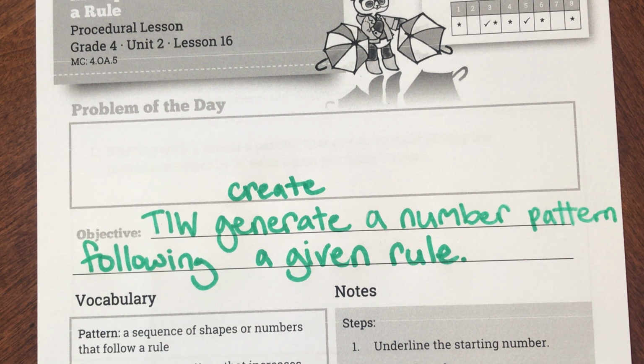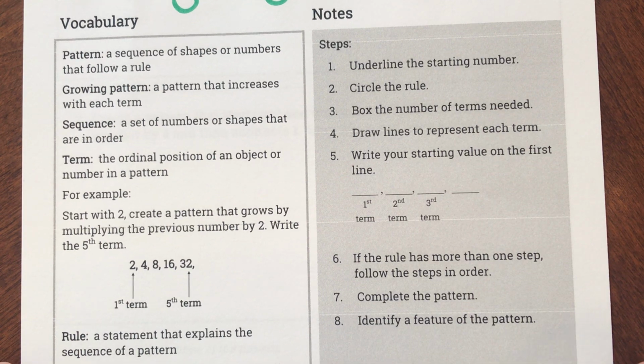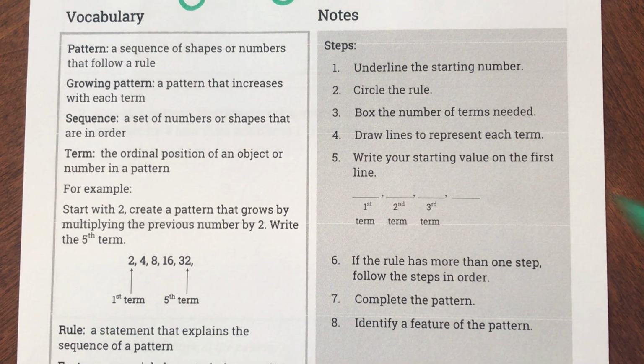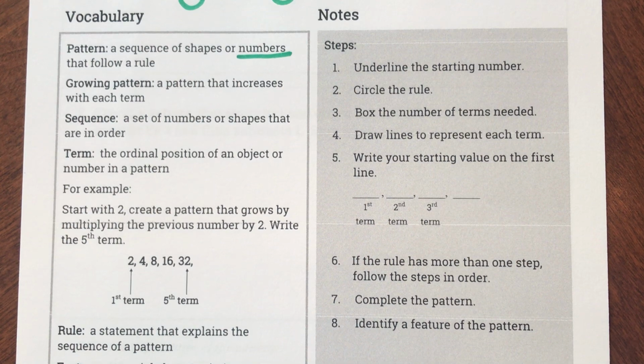What you're going to notice today is you'll see a lot of the same vocabulary, but because we're in the multiplication unit, this time our patterns are going to involve multiplication. So let's look at our vocabulary. Our first word is pattern: a sequence of shapes or numbers that follow a rule. Because we're doing multiplication, ours are going to be on numbers, not shapes.